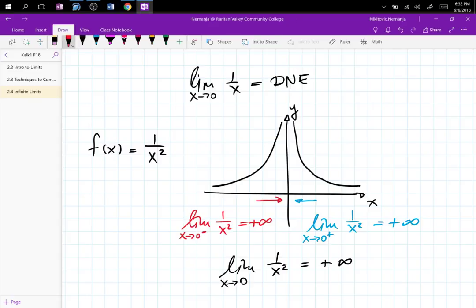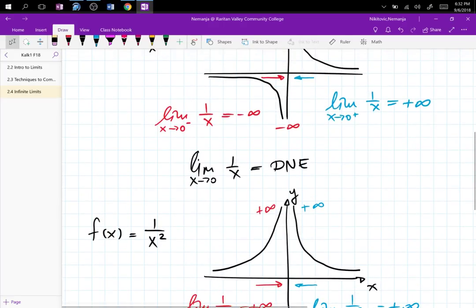So this is another example of limits. Last class I said that limit is a fancy way to find the y value for the function. So as x approaches 0, y value approaches positive infinity, and that is the answer in this case. That's it.